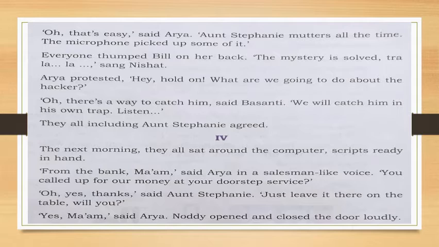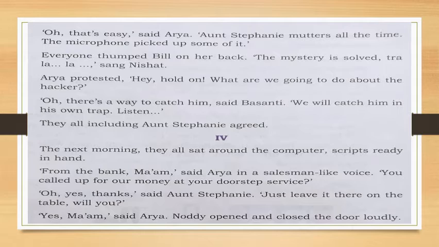Oh, that's easy, said Arya. Aunt Stephanie mutters all the time. The microphone picked up some of it. Aunt Stephanie had a habit of muttering all the time. So it's very easy for the microphone to pick up what is going on in the home.